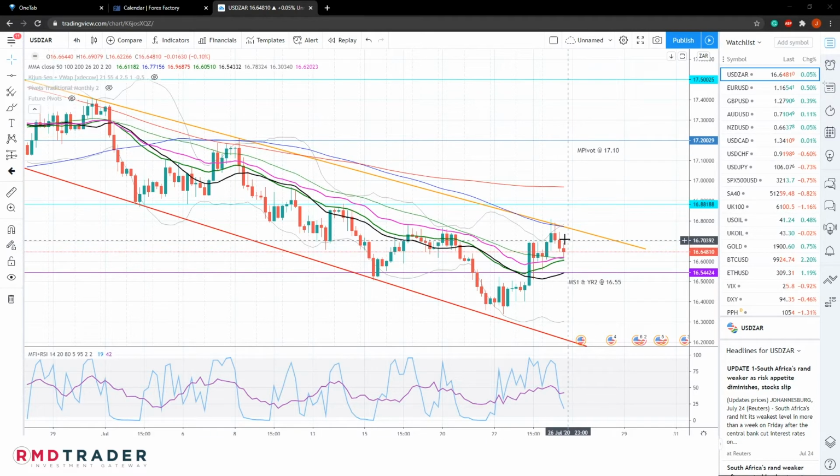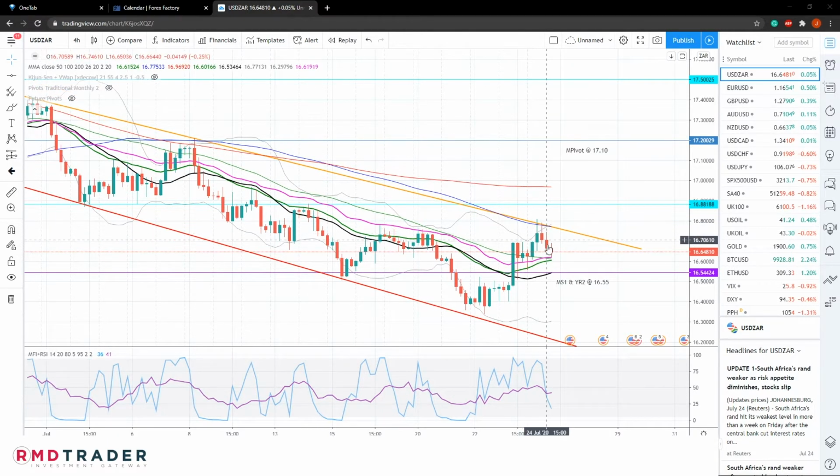And we can also see that we have the 100 SMA on the 4-hour acting as a dynamic area of resistance, and that is where the price has been rejected off. Currently we are above the 50 SMA on the 4-hour and also above the area of 16 Rand 65, which is also an interim area of support.